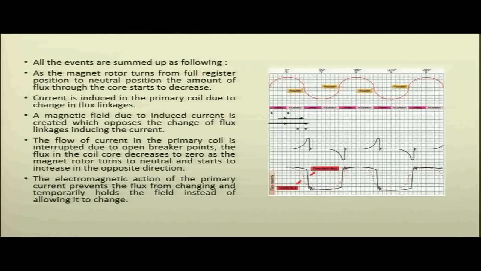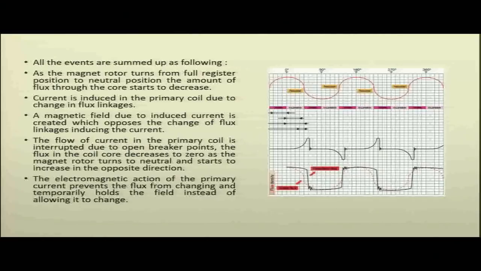The flow of current in the primary coil is interrupted due to open breaker points. The flux in the coil core decreases to zero as the magnet rotor turns to neutral and starts to increase in the opposite direction. Now, when the breaker points are made to open, the flow of current in the primary coil will be interrupted. The flux in the coil core will decrease to zero because the current is interrupted now.